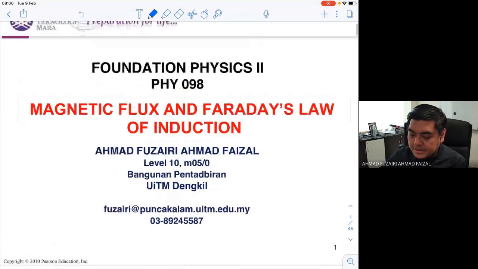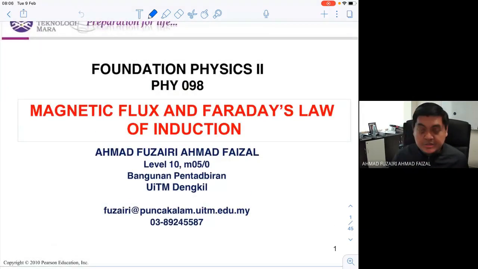The new topic comes after magnetism. As usual, I want to do a quick recap on magnetism, where we learned about the properties of magnetic behavior, and how we can get a magnetic force from the moving charge, and another one is the magnetic force from the current carrying wire. So there are two magnetic forces.